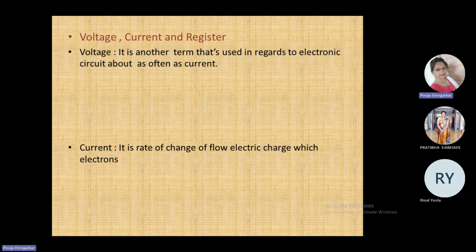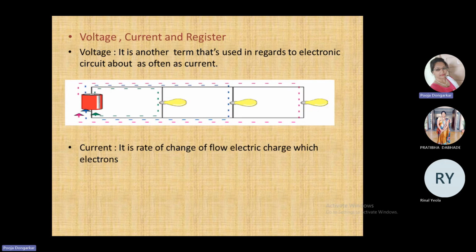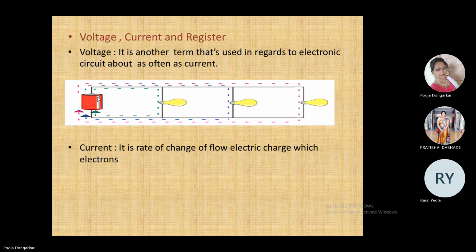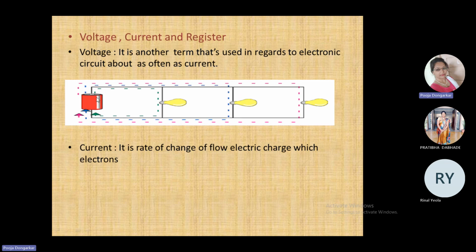Now there are three quantities: voltage, current, and resistance. Voltage is another term used in regard to electronic circuits, often alongside current. You can see this picture. Here is the supply, and we have given it to all these bulbs. These currents flow separately to each bulb. Each has a different color wire, and what flows is the electric current, which is negative electrons. These are fully closed circuits. Therefore, the first bulb is glowing, and the second is also glowing because there is supply voltage.